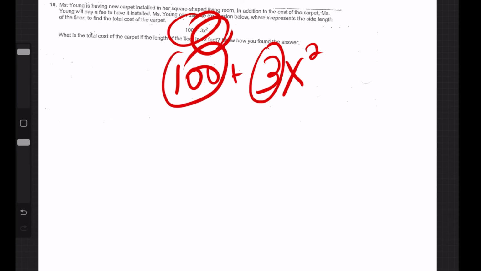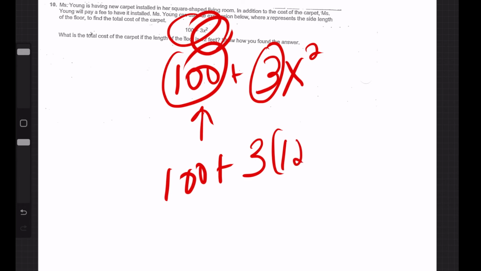So those are the numbers. We've got the $100, which is a one-time charge because she's bought the carpet, she owns it. Then the installers are coming and they don't know, I mean, I guess they do know it's 12 feet, but they're giving her an estimate based on a 12-foot room. So we're going to rewrite the question with the numbers that we have. We've got $100 for that one-time charge for the carpet, plus $3, right, times 12 squared.